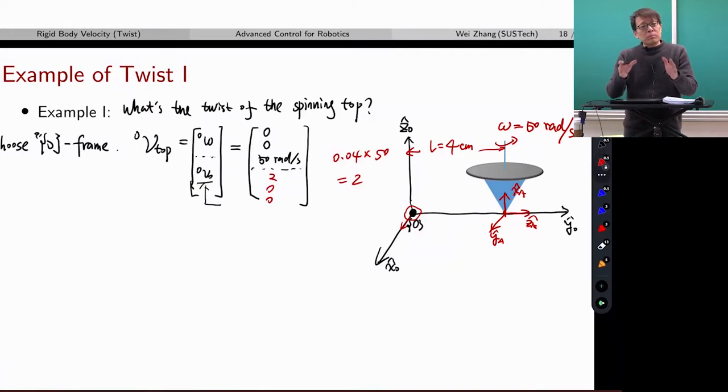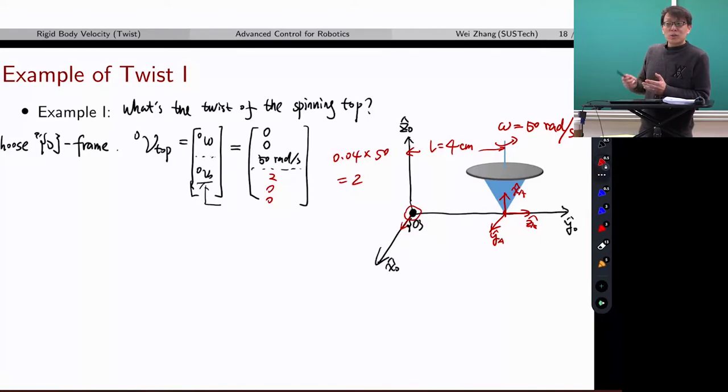Okay, that's the confusing part for many students, including myself at the beginning. You think, oh, this guy doesn't move. Why does it have a velocity? I'm not asking you that point's velocity. I'm asking you this twist, right? Twist is a parameterization of all the points' velocities. It has two parts. One is the angular velocity, the other one is the reference velocity. That reference velocity is defined as the velocity of a body fixed point currently coincide with O. So it's not O velocity, it's a body fixed point velocity currently coincide with O.